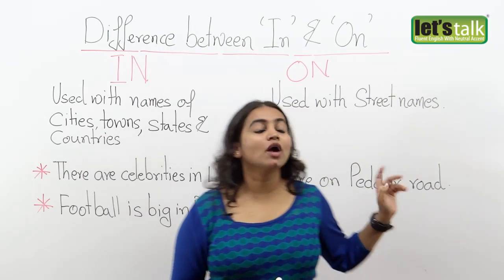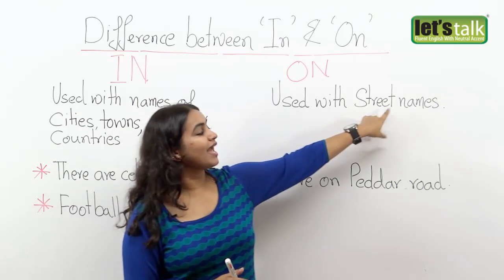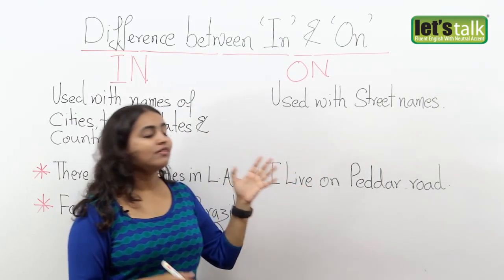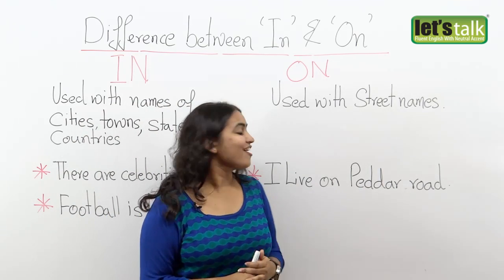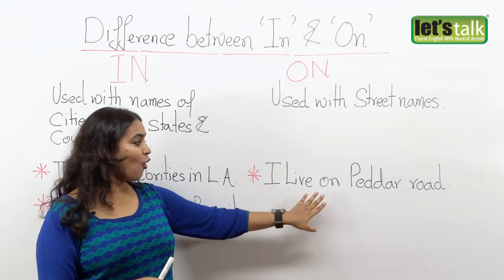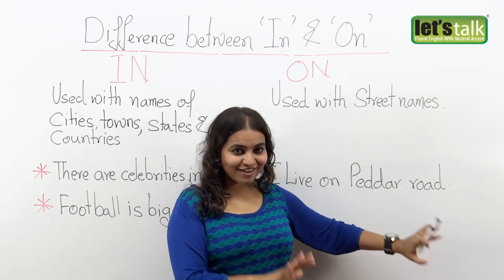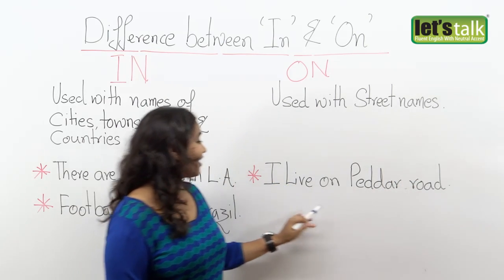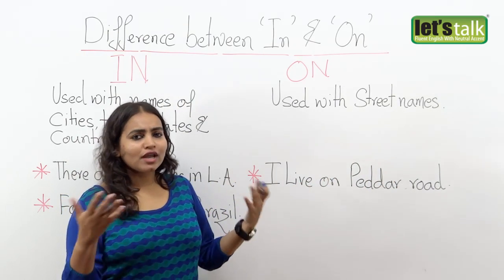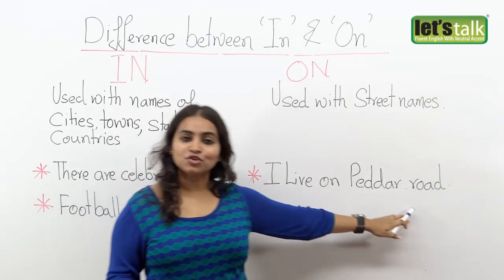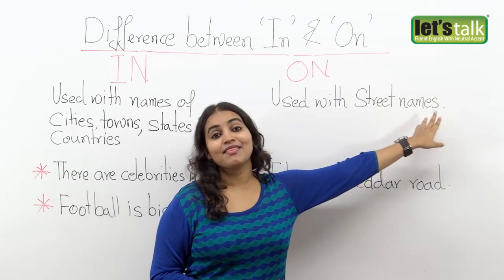On the contrary, I will use the word on, or the preposition on, when I'm talking about a street name or the name of a road that I'm living in or that I happen to know. So I will say, I live on Pedder Road. So I'm talking about a road that I am residing in. That's where I'm living. Okay, so I live on Pedder Road. I will never say I live in Pedder Road. Or I could say, I live on Elm Street. Again, I use the word on because I'm talking about a street name.